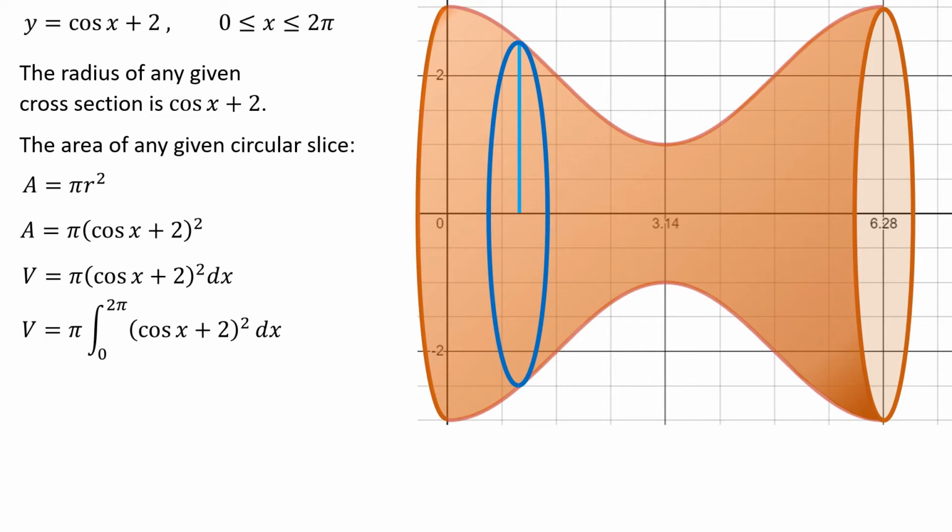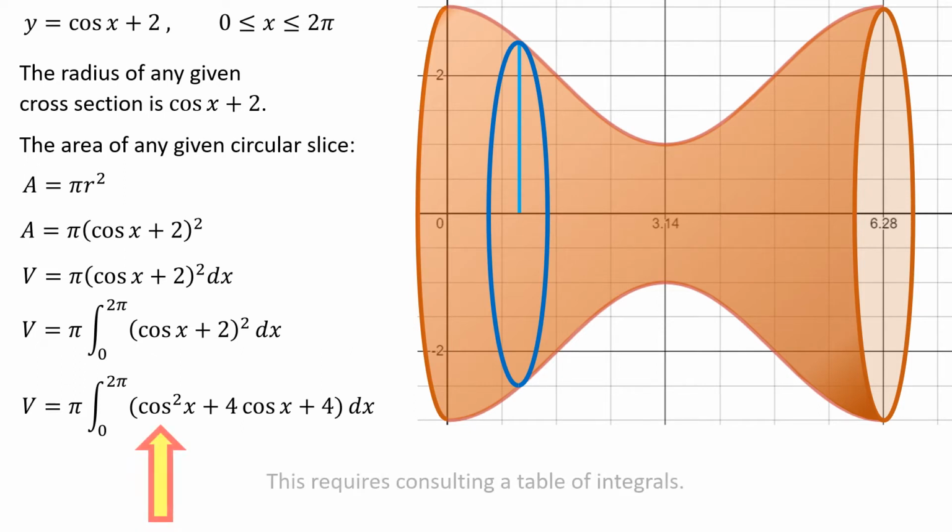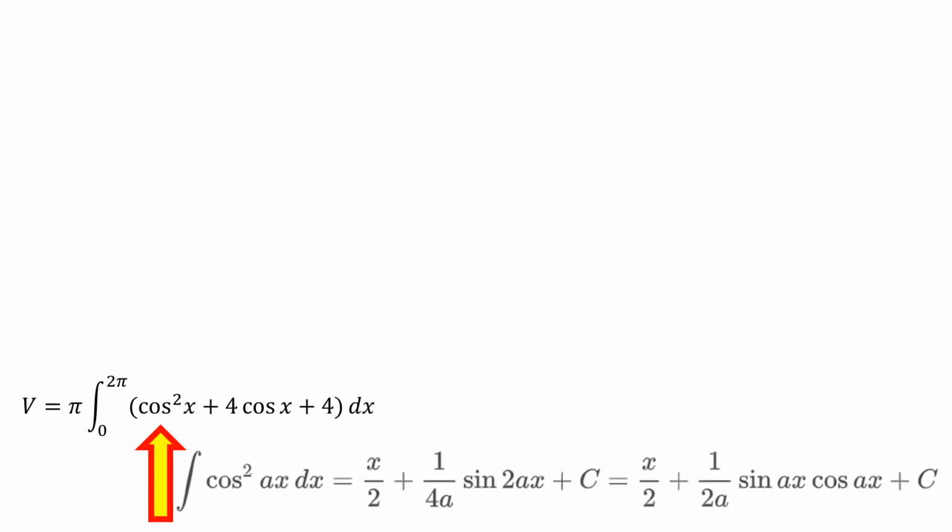Got to do a little bit of FOIL action: first, outer, inner, last. That's where that cosine squared x plus 4 cosine x plus 4 comes from. Got a problem child here. Cosine squared x, if you remember, we have to use a table of integrals for that. So sure enough, if I use the table of integrals, I get x over 2 plus 1/2 sine x cosine x.